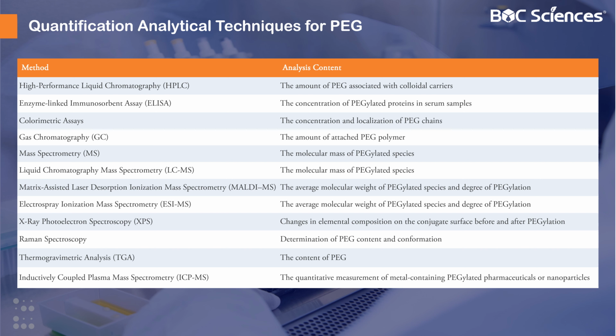This table summarizes an overview of different analytical techniques used to quantify the PEG molecules and their applications. For example, enzyme-linked immunosorbent assay is a commonly used method for analyzing PEGylated protein concentrations in serum samples.